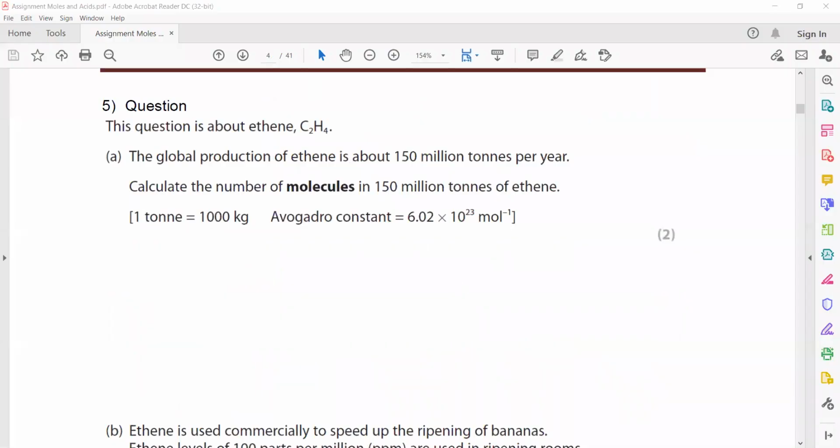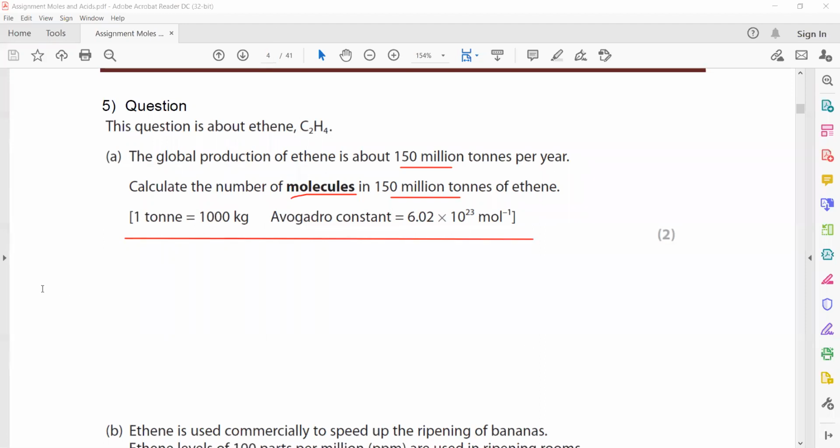Now in question 5, this question is about ethene, C2H4. The global production of ethene is about 150 million tons per year. Calculate the number of molecules in 150 million tons. So first we have to get the moles, and from moles we'll find the number of particles.